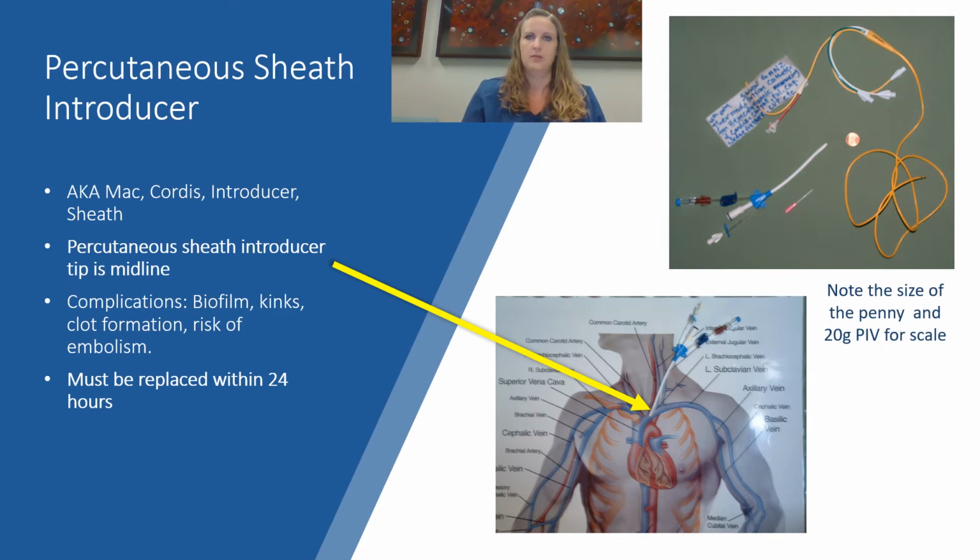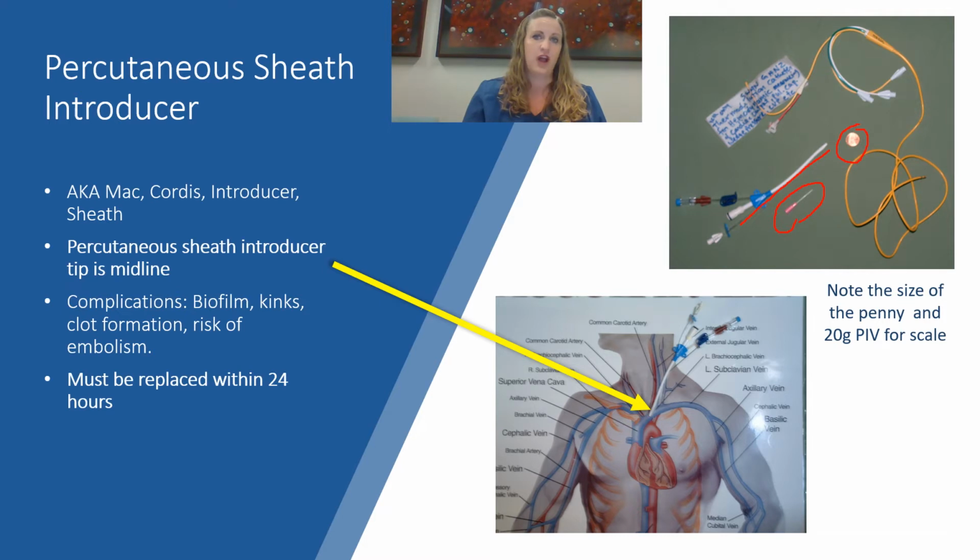You can see here by the size of the introducer that I have in the picture on the upper right. Look at the size, the thickness, the length in comparison to a 20 gauge peripheral IV and also a penny. So you can see how large that size is. So this is one of the reasons that they need to be discontinued when they are no longer being utilized.